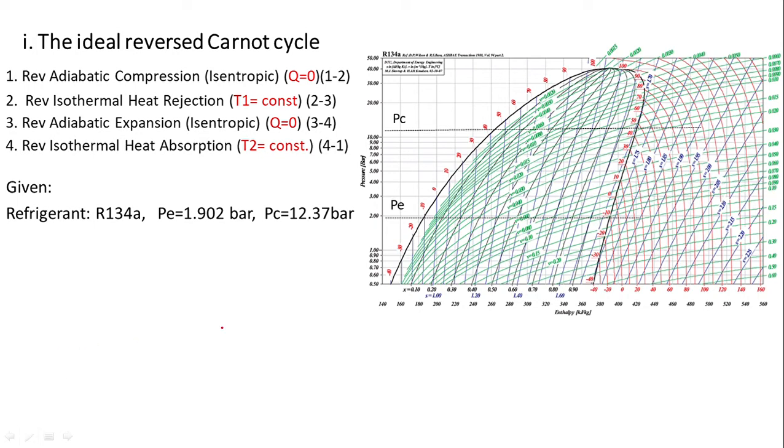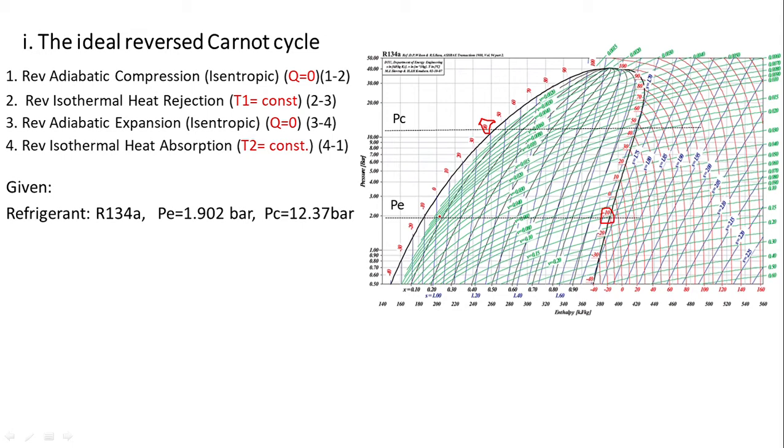Can you see it? Yes, it is minus 10. You can see that it will be minus 10 because here is the minus 10 line. So this is nothing but the temperature of this line, minus 10 degree centigrade, for the evaporator pressure. And for the condenser pressure, it is near about 40 degrees centigrade. You can see that here the temperature is 40 degrees centigrade.